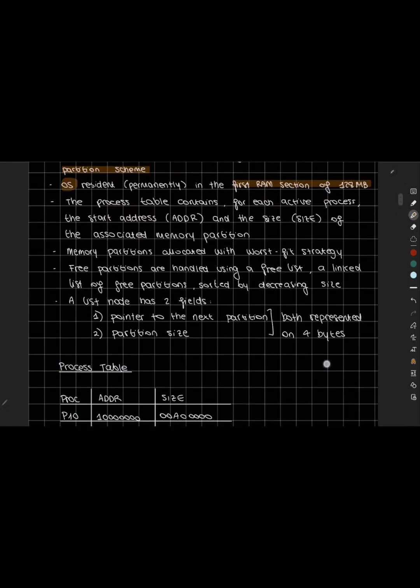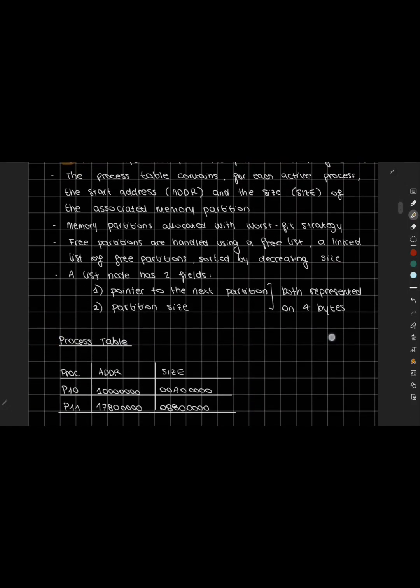The process table, and I already wrote the process table of the active processes that are already in memory, contains for each active process the starting address of the partition and the size of the partition. And memory partitions are allocated with worst fit strategy, and free partitions are handled using a free list, which is a linked list of free partitions sorted by decreasing size.